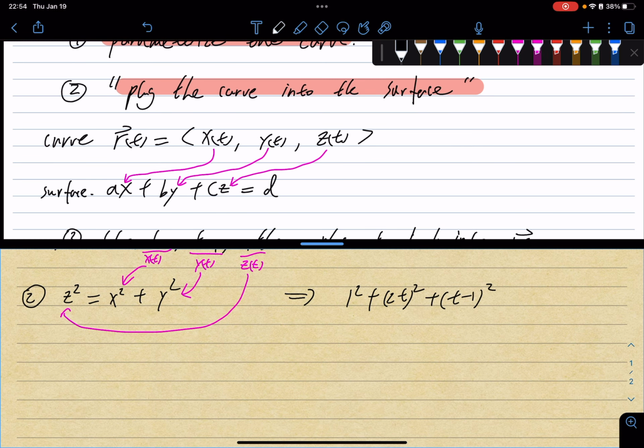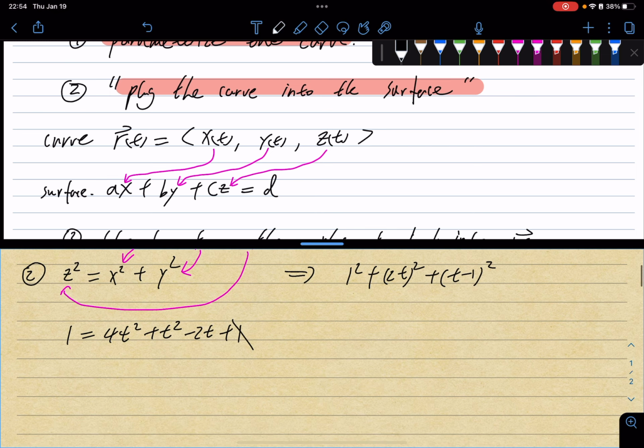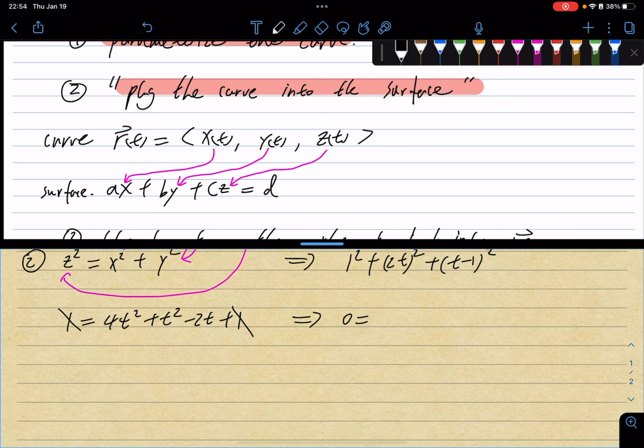So we take that apart: 1 minus equals 4t squared plus t squared minus 2t plus 1. And then we can cancel the 1, and we end up with 0 equals 5t squared minus 2t. And then what we get is t equals 0, t equals 2 over 5.